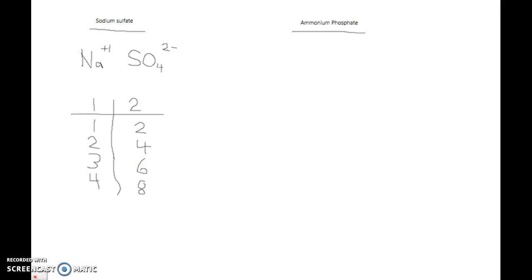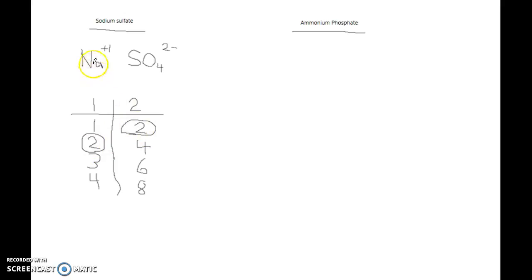Okay, so now that I have my two columns of multiples of 1 and multiples of 2, I can look for the lowest common multiple. The lowest common multiple will be the one that appears first, and will be the lowest number, obviously. So in this case, you can see that 2 is the lowest number that appears in both columns. That's your lowest common multiple.